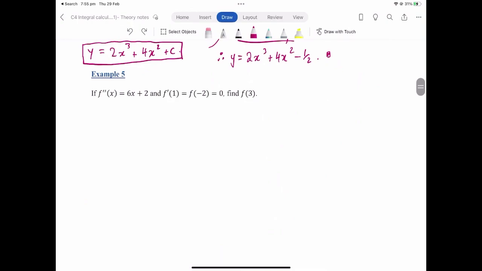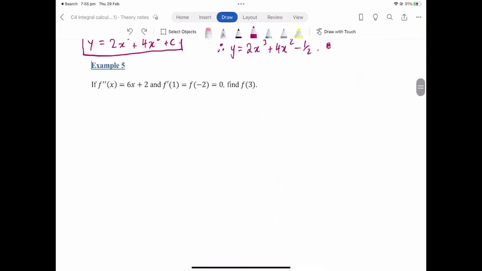Alright, last example that we're going to look at. So if we have that the second derivative is equal to 6x plus 2, and that the first derivative at the value of 1 is equal to the original function when x is equal to -2, and they're both equal to 0, what we're going to do is find f of 3. Well, let's get into it.